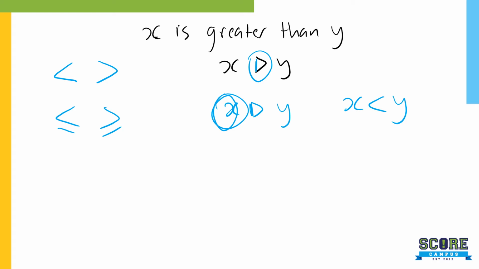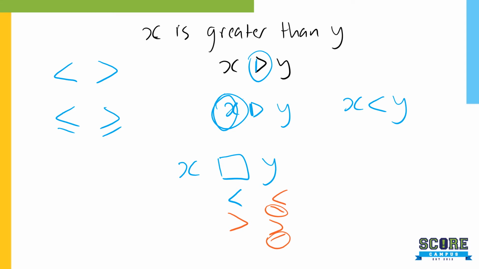So x, y. If I put this one here, it means x is smaller than y. If I put this one, x is greater than y. If I put this, it means x is smaller than or equal to y. If I put this, x is greater than or equal to y. The line below the sign means that it also means equal to.